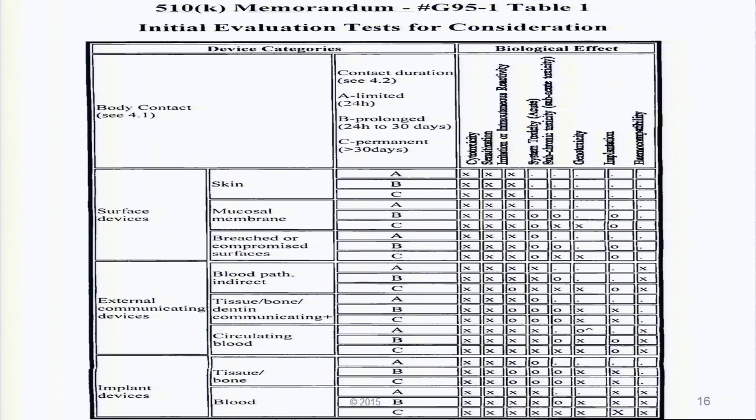Okay, I hear a lot of times surface device, breached or compromised, right? That's how I categorized this device about 6 years ago. The FDA categorized it as external communicating, tissue/bone/dentin, okay? Now, if you look at tissue/bone/dentin limited, you're looking at the big three. If you look at breached or compromised surface, you're looking at the big three. So the testing doesn't change.